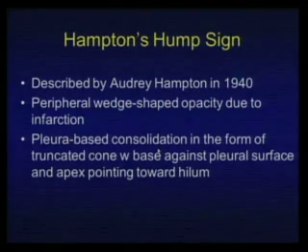Hampton Hump sign is another sign that was described in 1940. This was described in cases of pulmonary embolism associated with pulmonary infarction. And the infarction, that is the Hampton Hump sign, is a triangular opacity that is pleural based, and the apex is pointing always to the hilar region.